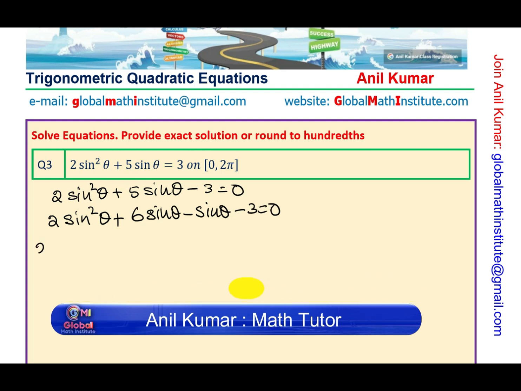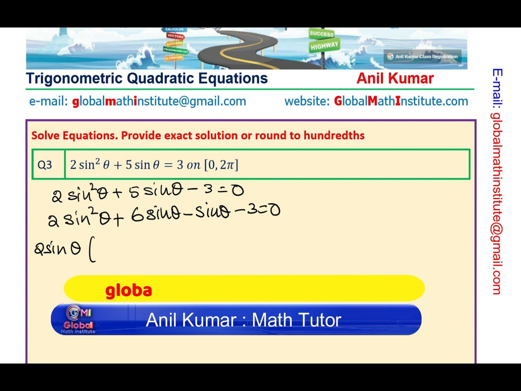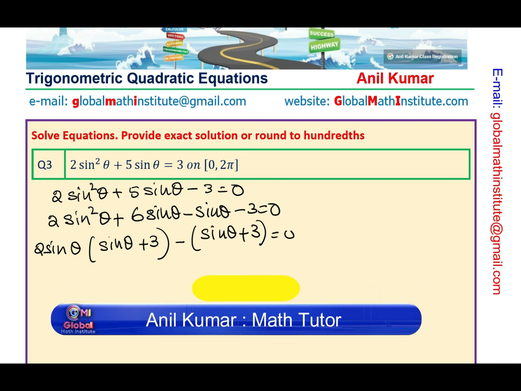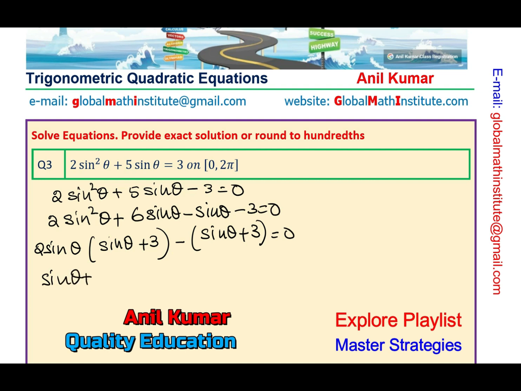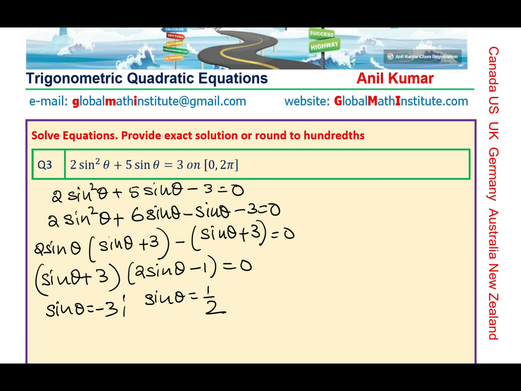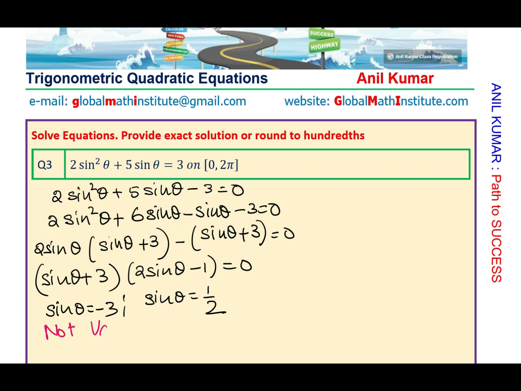And now we are going to take 2 sine theta common in the first two terms, giving us sine theta plus 3, minus common gives us sine theta plus 3 equals to 0. Now sine theta plus 3 is a common factor, and we are left with 2 sine theta minus 1 equals to 0. So this gives us sine theta equals to minus 3, and the other one gives us sine theta equals to half. Now sine theta value can be between minus 1 and plus 1, so there is no solution for this one, right? Not valid.